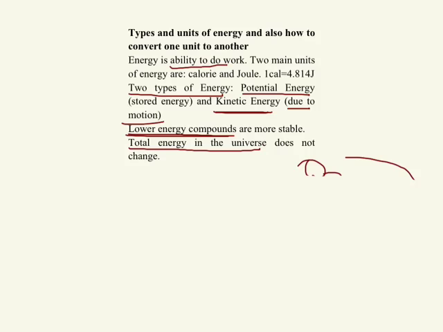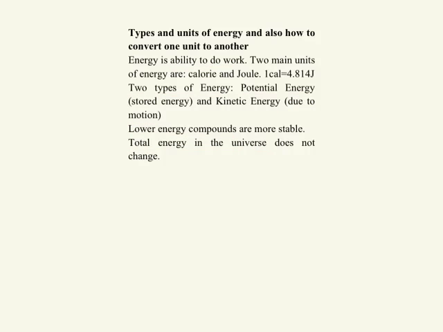Next is the units of energy. There are two main types of units that you need to learn: calorie and joule. Look at calorie. In calorie, c is lowercase, cal, and joule. You also need to know the relation between these. 1 calorie equals 4.184 joule. Now, given the energy in one unit, you should be able to convert it to the other one.